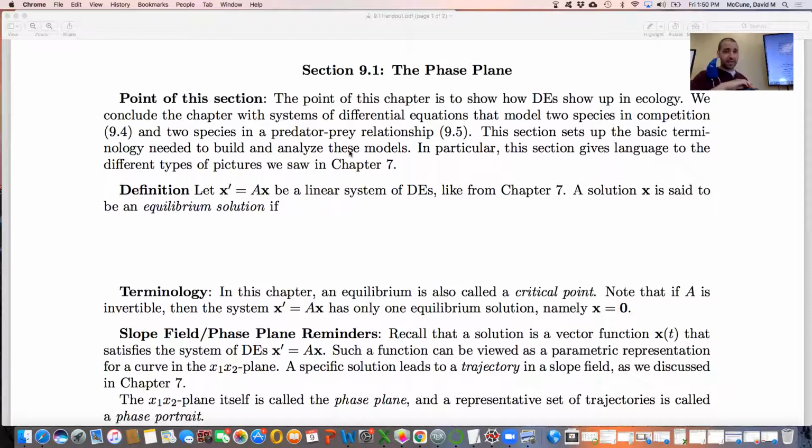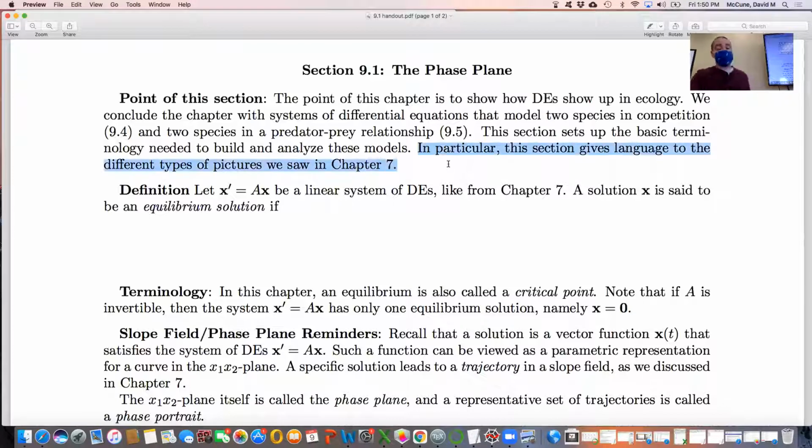Okay, so we're not going to do that today. The competing species model is 9.4, predator-prey is 9.5. So we have 2 sections to do before we get there. We're not doing 9.2, we don't need it. We're doing 9.1, 9.3, then we do ecology. So today, what we're going to do is a section that just gives language to the different types of pictures we saw in chapter 7, because that language will be useful when you start studying things like competing species. So today's mostly just a vocabulary section.